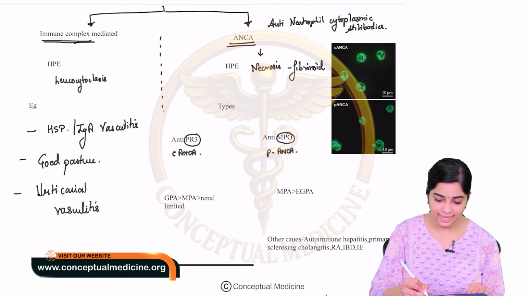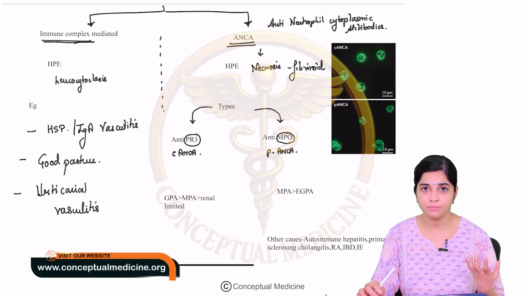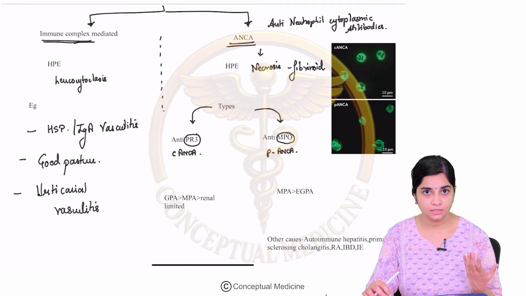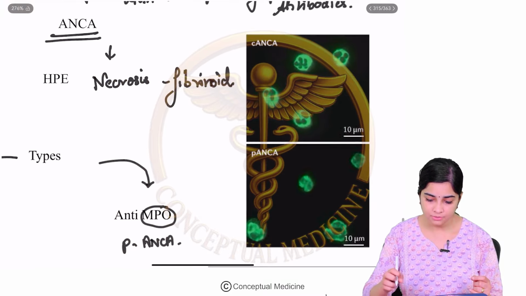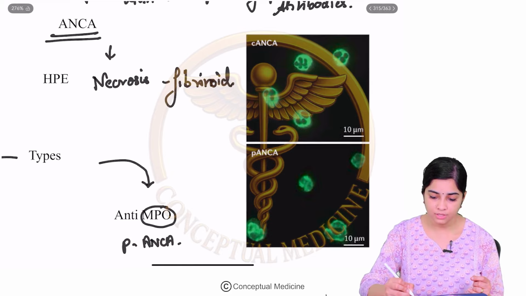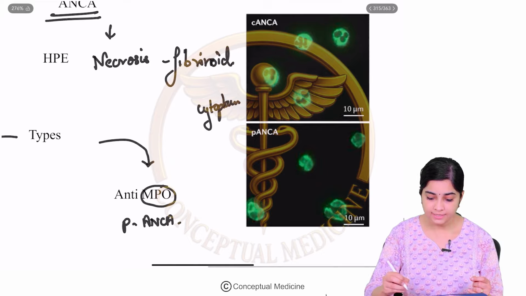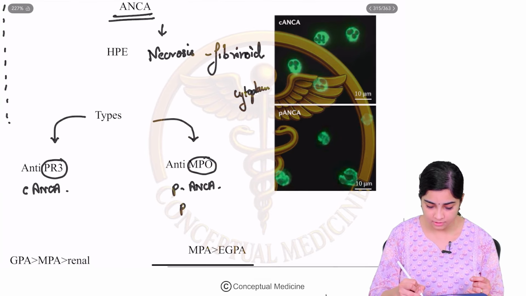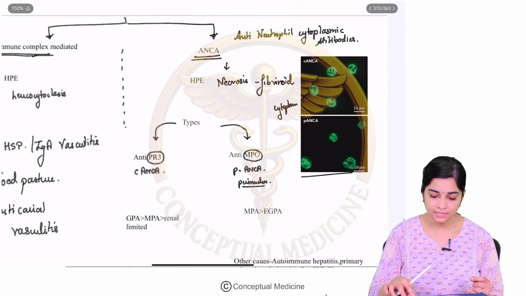When it comes to ANCA, we have the c-ANCA and the p-ANCA, classified depending upon the type of immunofluorescence they display. c-ANCA predominantly shows immunofluorescence to the cytoplasm of neutrophils, whereas p-ANCA stands for perinuclear, where the staining is predominantly perinuclear.